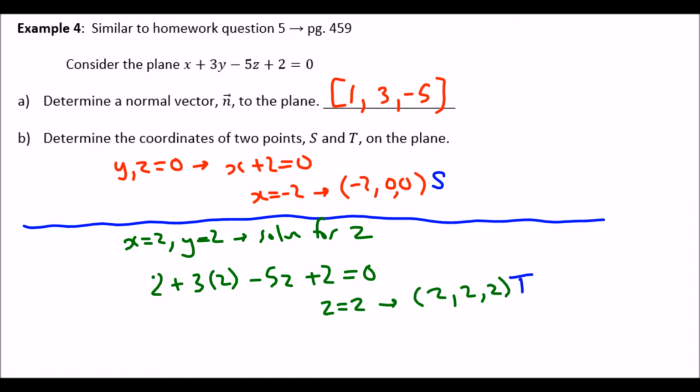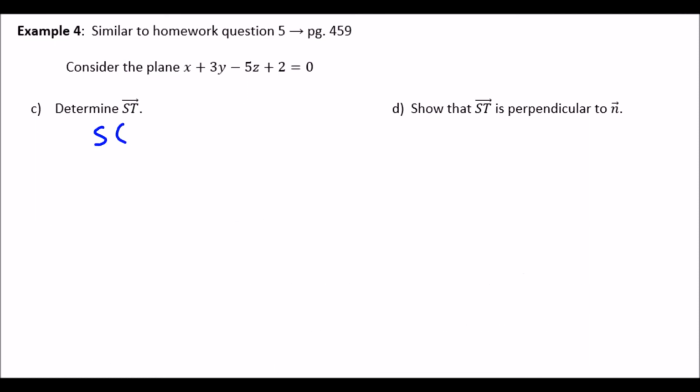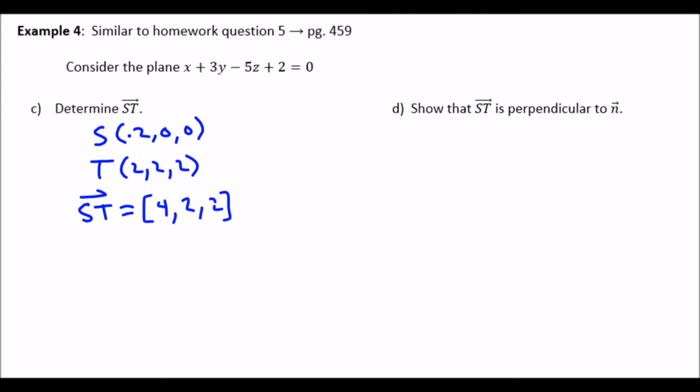All right, so let's go to the next question. Let's try to remember that. So determine ST again. S is negative 2, 0, 0, and T, which is back here, is 2, 2, 2. So here we go. ST must be 2 minus negative 2 is 4, then 2 and 2. So this right here is a direction vector on my plane.